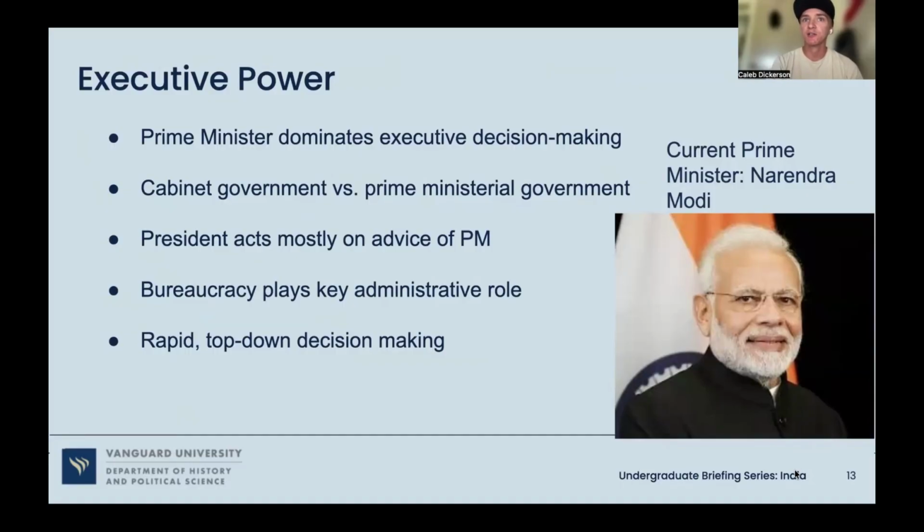It strengthens centralized leadership. A clear example of strong executive decision making is the 2016 demonetization policy under Prime Minister Narendra Modi. We have a picture of him here on this slide. This meant the government suddenly invalidated large denomination currency notes to try and combat corruption. The decision was made very quickly and implemented nationwide with limited consultation.